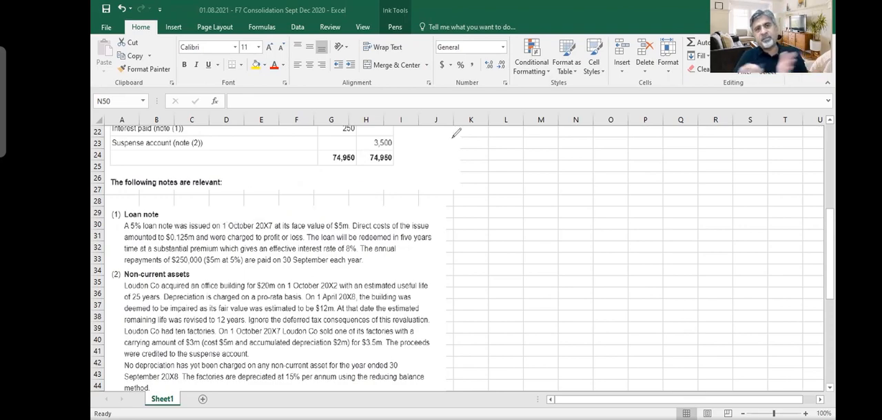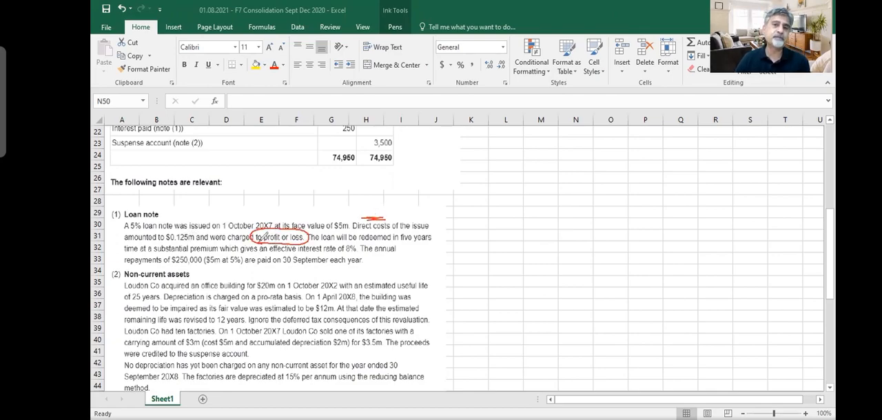So when things start coming in for a full year, they become easy because you don't have to find out the monthly charge or proportionate charge or something like this. Anyways, it is a 5% loan note given on the first day of the year. 5 million was the face value. Direct cost of the issue amounted to 0.125 million, which means 125,000. These are the direct issue costs, and they were charged to profit or loss.